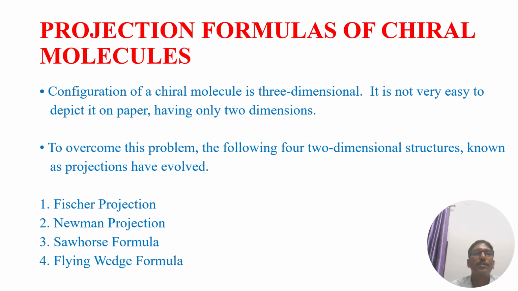In this part, projection formulas of chiral molecules. We all know that the configuration of a chiral molecule is three-dimensional. It is not very easy to depict on paper since it has only two dimensions. Hence, to overcome this issue, the following four two-dimensional structures, known as projection formulas, will be discussed. First one would be the Fischer projection, second one is the Newman projection, third one would be Sawhorse, and fourth one would be the flying wedge formula. Let us discuss one by one.